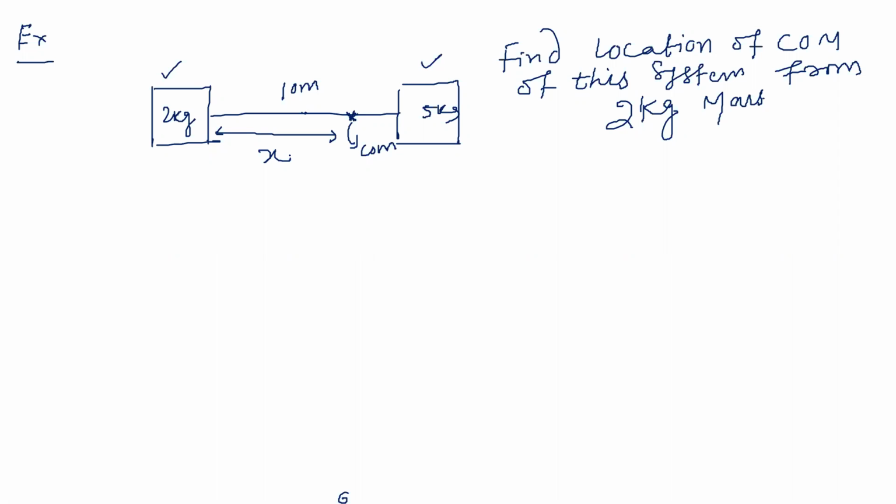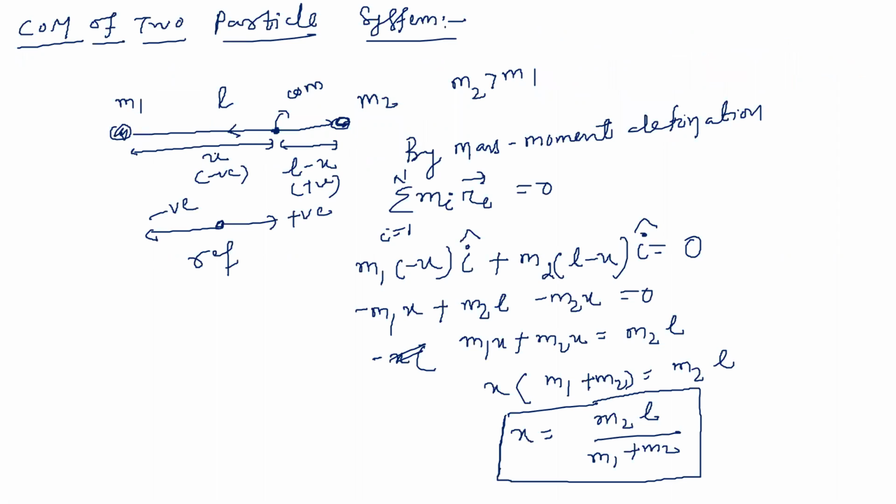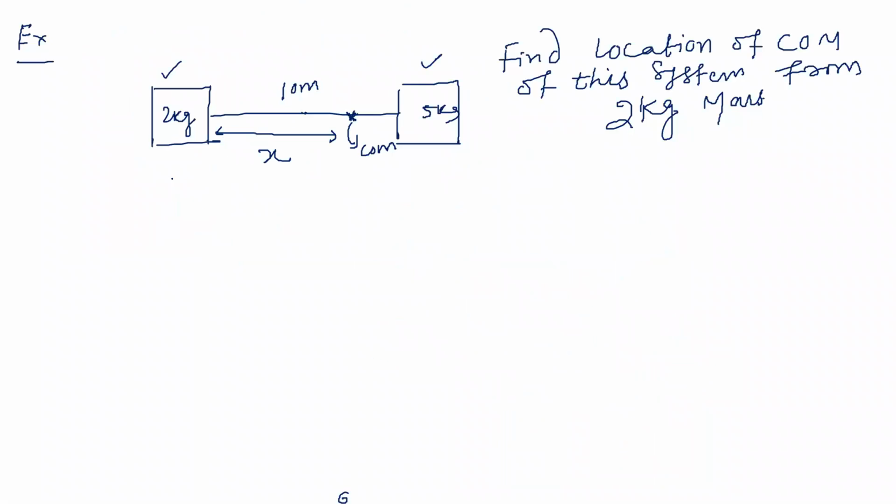Go to the previous question. See here, we have taken x from the left side. x is equal to how much? M2 into total distance L by M1 plus M2. Yes or no? We can directly find x is equal to M2 into L by M1 plus M2. So that is 5 into 10 divided by 5 plus 2. That is 50 by 7, correct?